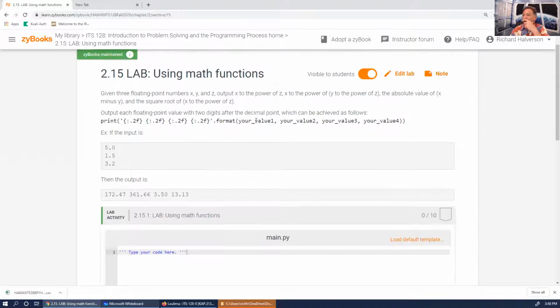Math function. So we're supposed to read in these three numbers, x, y, and z, and then display x to the power of z, and then print out x to the power of y to the power of z, and then print out the absolute value of x minus y, and then print out the square root of x to the power of z. And we're supposed to use the math function.